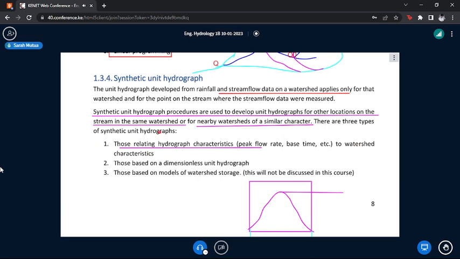And so the relation is between those hydrograph characteristics and watershed characteristics, those characteristics that I was talking about. Is it climate? Is it the geomorphology? Then there are those based on a dimensionless unit hydrograph, and we shall see. I don't know whether I have that, I don't know whether we did that.